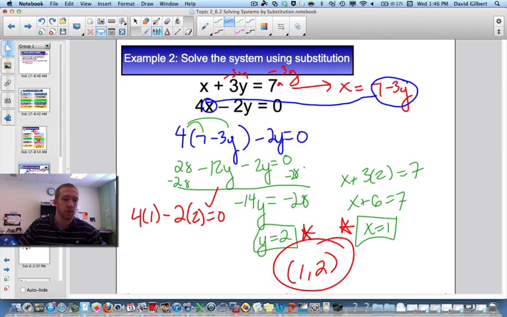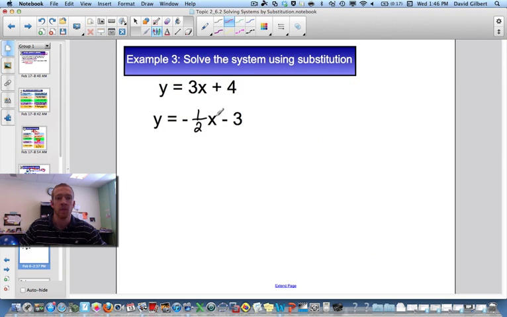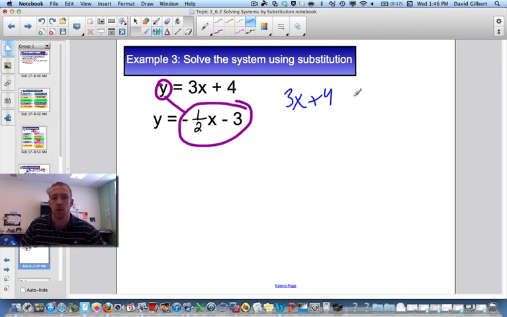So another example here. The substitution method when we have both y equals. These are actually the easiest. All we do is substitute this equation in for here. You basically are setting them equal to each other. You get 3x plus 4 equals negative 1/2 x minus 3.